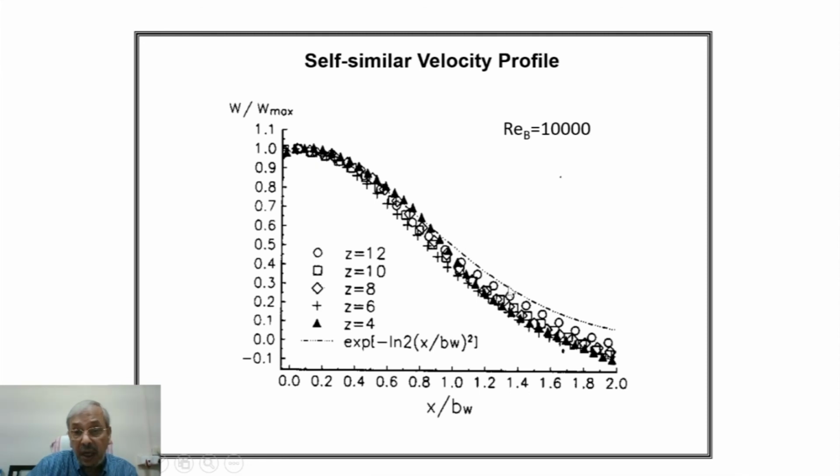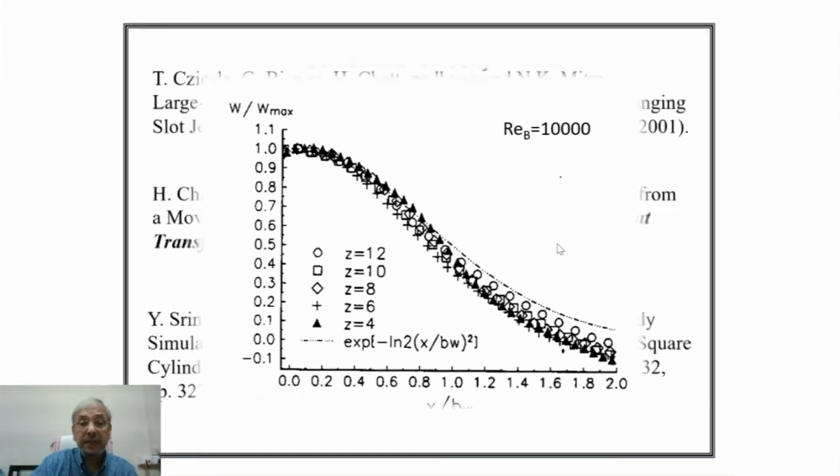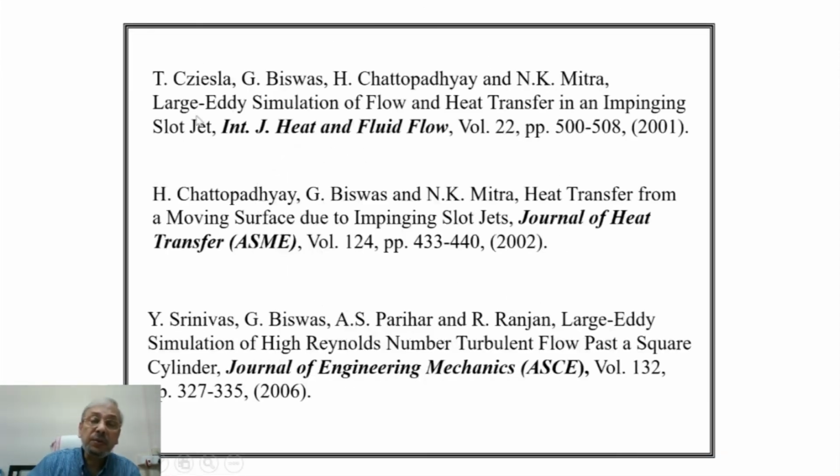You can see all the lines are collapsed on a single curve, and this is a very carefully done experiment by one group, Namar and Otugen, and this is the result. So this result which I showed was published in International Journal of Heat and Fluid Flow, and this was large eddy simulation of flow and heat transfer in an impinging slot jet.